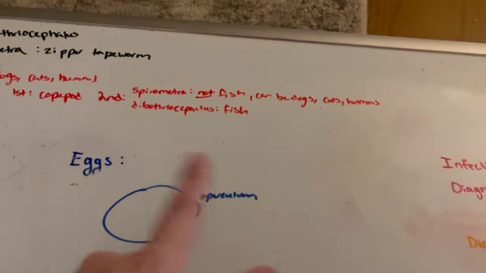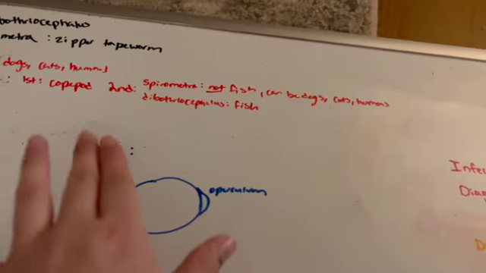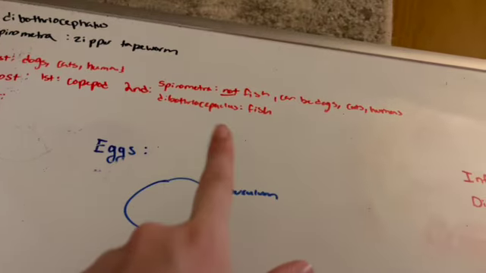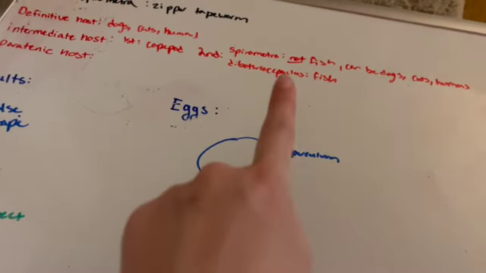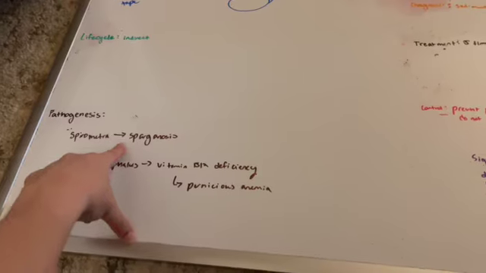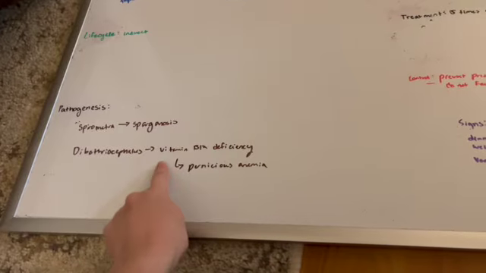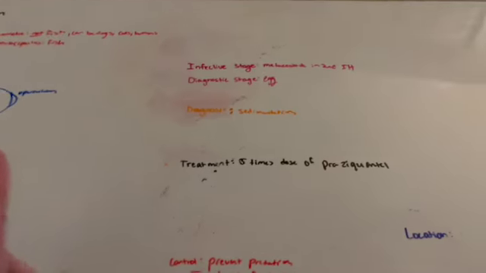Spirometra is not fish, anything but fish. Can be dogs, cats, and us. Second intermediate host for Dibothriocephalus is always going to be fish, so that's the difference between them. They're false tapeworms, eggs have an operculum. Life cycle is indirect. Pathogenesis, so Spirometra is special and can cause sparganosis. Dibothriocephalus is special in that it can cause vitamin B12 deficiency, which leads to pernicious anemia.